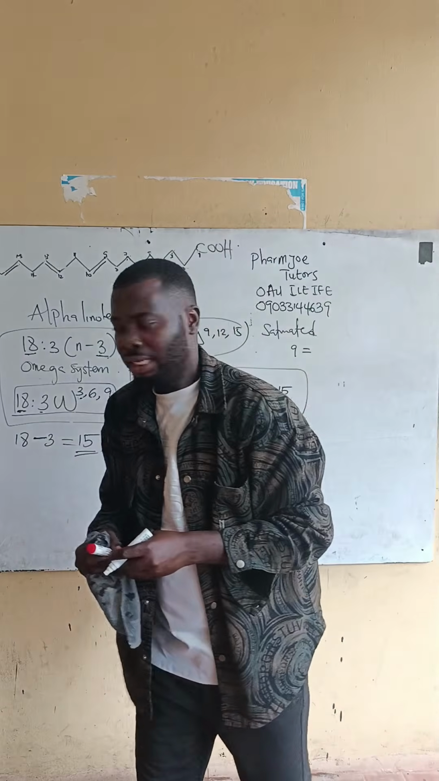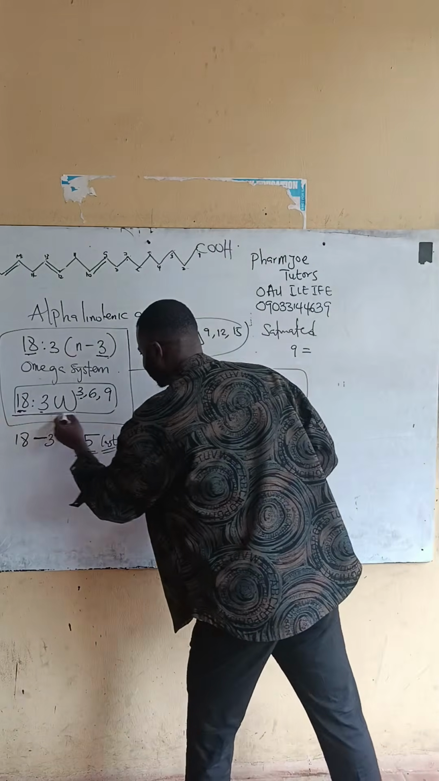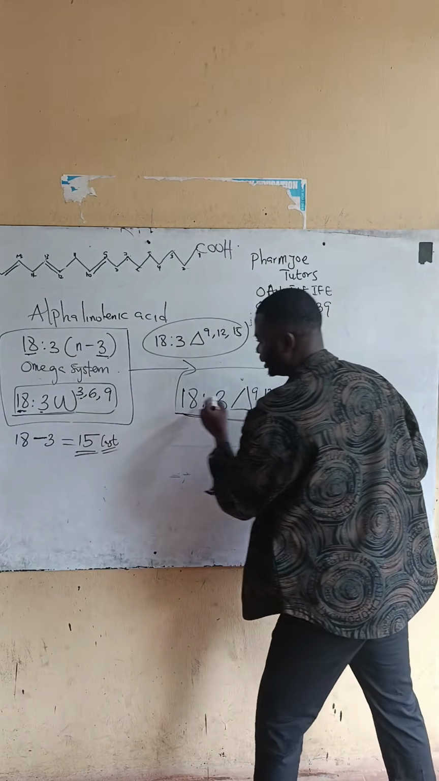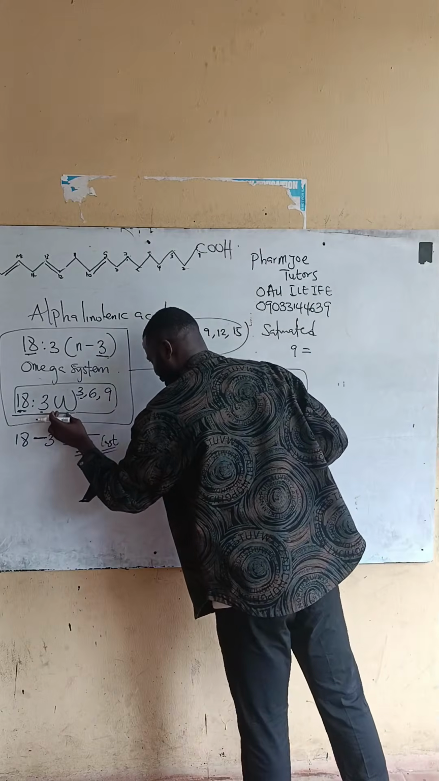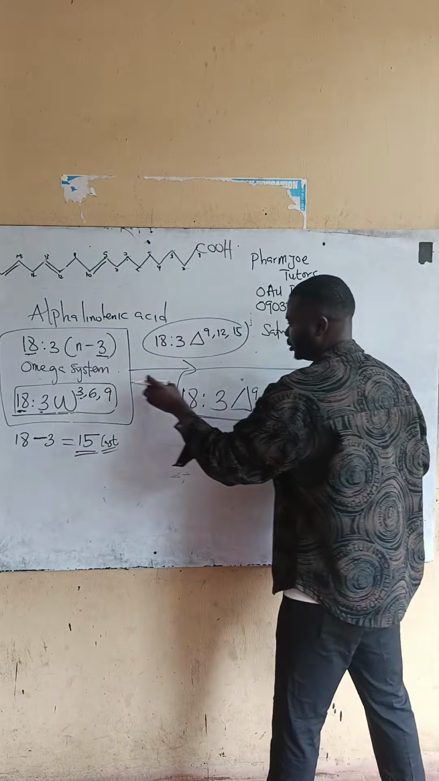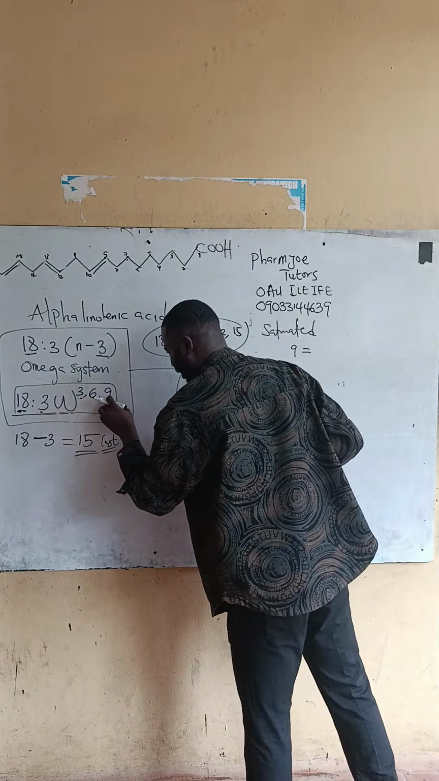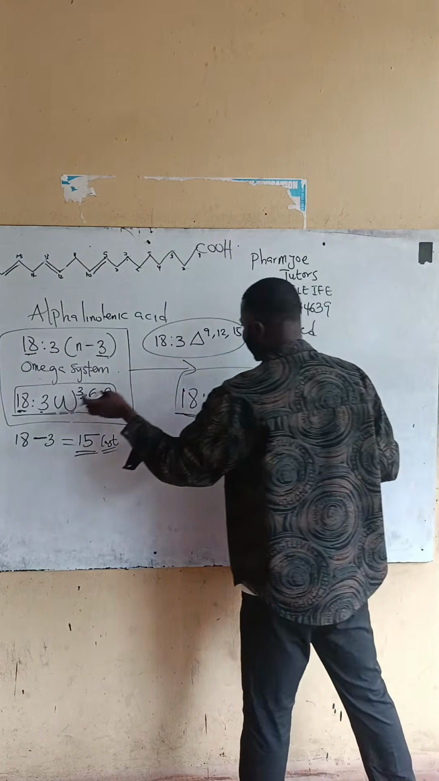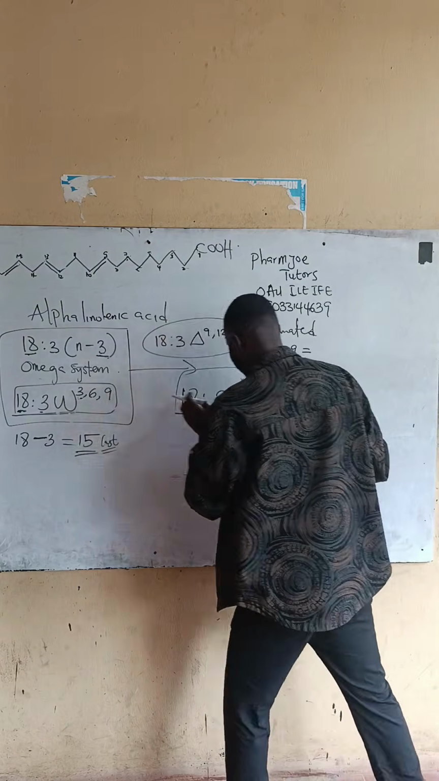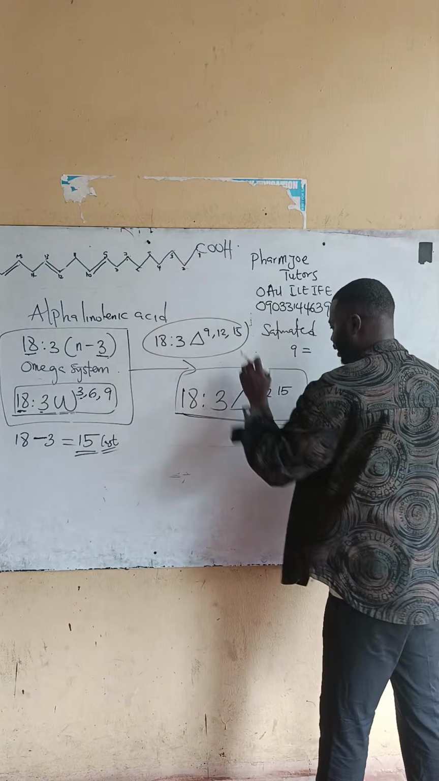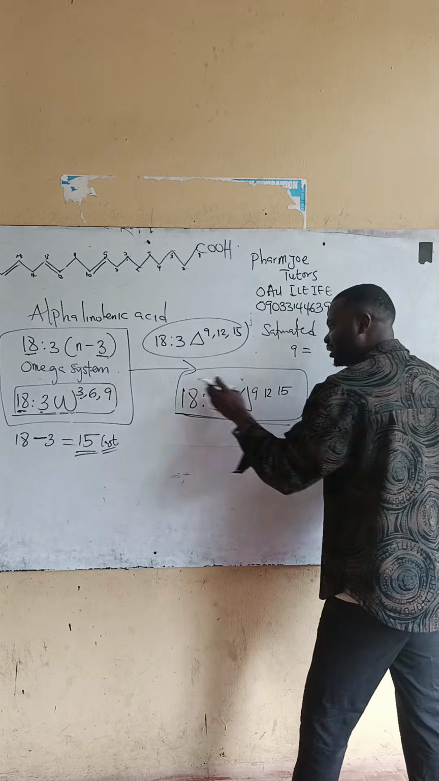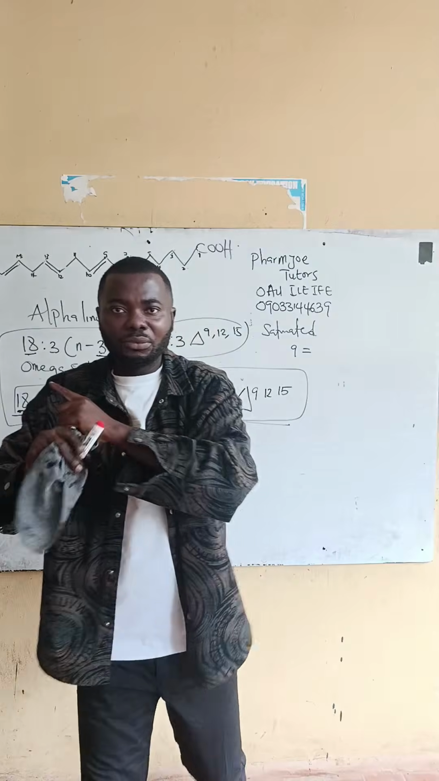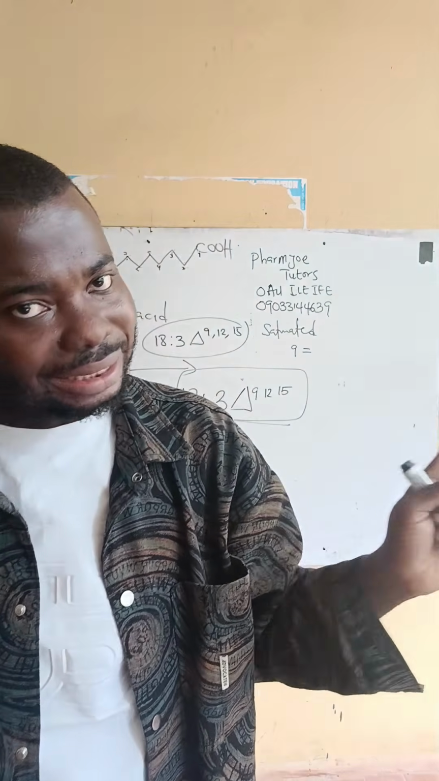I think that is clear. Meaning that this and this, they are the same. It's just that this is omega, this is delta. You count this from the back, it's 3, 6, 9. If you count it from the front, it will give you 9, 12, 15. And the two of them will give the same type of structure. I think that is clear.